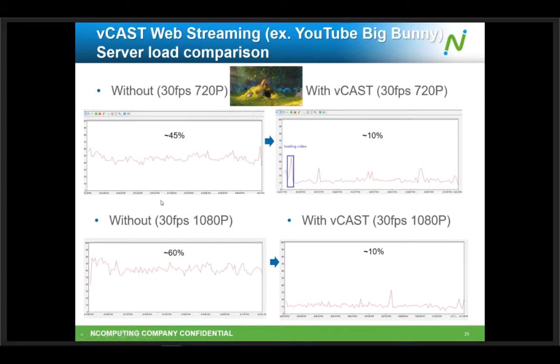This slide is demonstrating what the difference is. In this case, we're doing a 30 frame per second 720 video without vCast, and you notice it has a 45% CPU utilization. The exact same video with vCast enabled is using less than 10% of the CPU utilization. And down here, it's the same video, but at 1080p, 30 frames per second, using 60% of the CPU, and with vCast enabled, it's only utilizing 10%. So you can imagine the stream of that data is going to be much smoother, and you're going to have higher scalability of users on your servers.